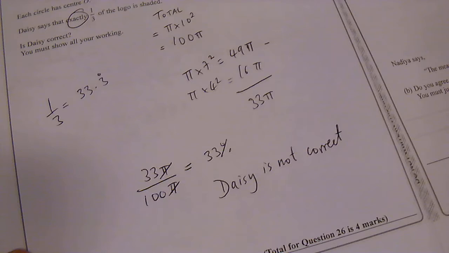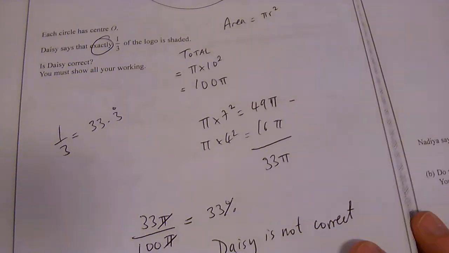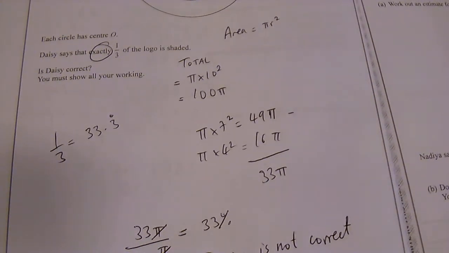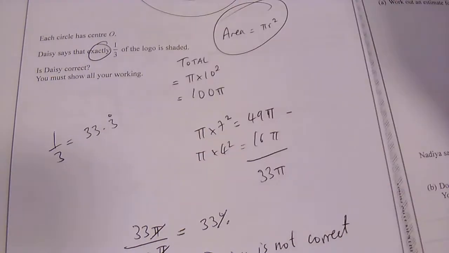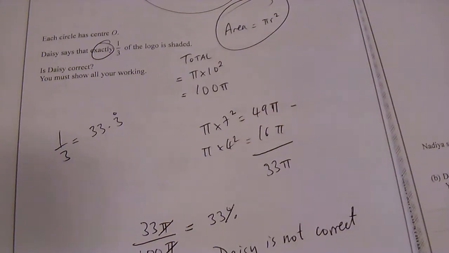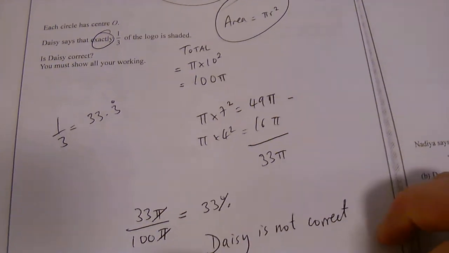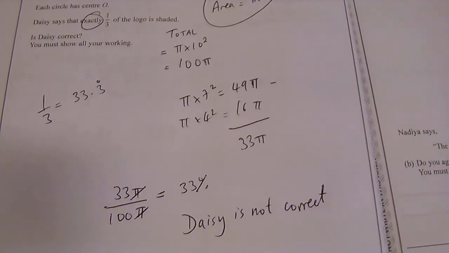Or Daisy is wrong. Okay, so again, they're robbing you of marks here, in my opinion, because somebody can find the area of a circle. Hopefully it comes on paper 2 or paper 3 in a normal standard format. Here, you were using it to solve a problem.